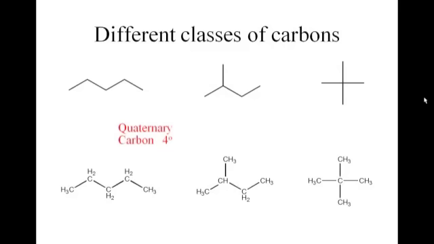And finally, we have what we call quaternary carbons. And those are carbons that have 4 carbons attached. Okay, so they're attached to 4 other carbon atoms. And there we have our quaternary carbon. The odd thing is, though, that you never see a quaternary carbon represented as a 4 with a degree symbol next to it. I've never seen that, and I can't really tell you why we don't do that.